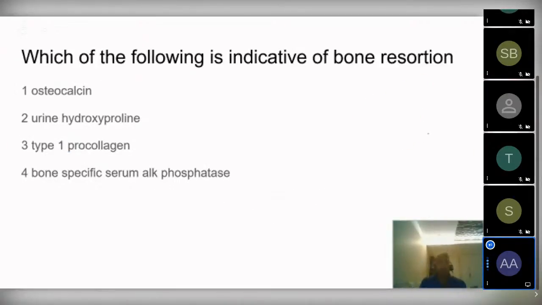Which of the following is indicative of bone resorption? I was talking of this. Just to keep the class active and so nobody dozes off, I expect somebody to answer this question. Option 2. Yes, urine hydroxyproline. It will be helpful for you to reinforce.